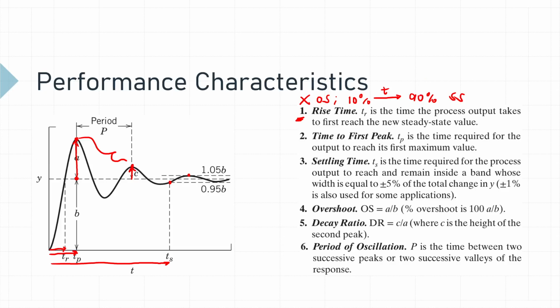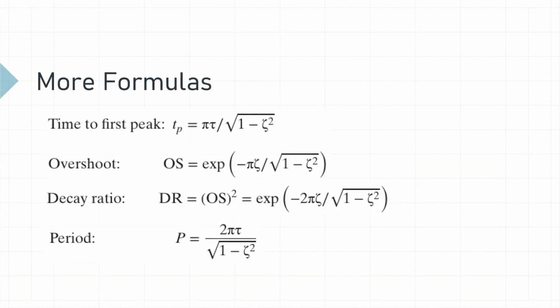All righty then. Next, here are more formulas for us to consider. Here is the time to first peak. That is Tp equals pi tau divided by the square root of 1 minus zeta squared. Overshoot is e raised to negative pi zeta divided by the square root of 1 minus zeta squared. And the decay ratio is just your overshoot squared. So all you need to do is square your overshoot and you get the decay ratio. The period of oscillation is 2 pi tau divided by the square root of 1 minus zeta squared. So note that OS and DR are functions of zeta only.